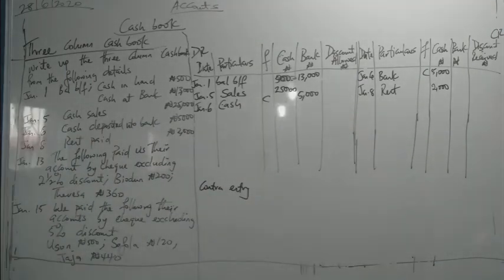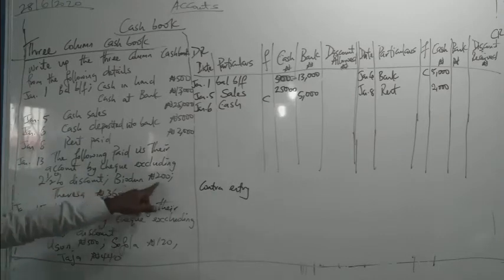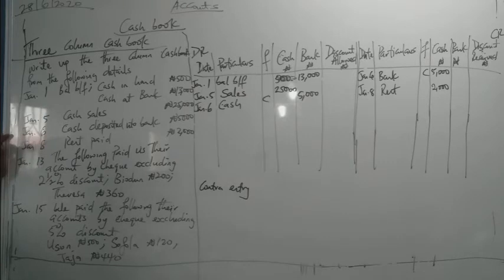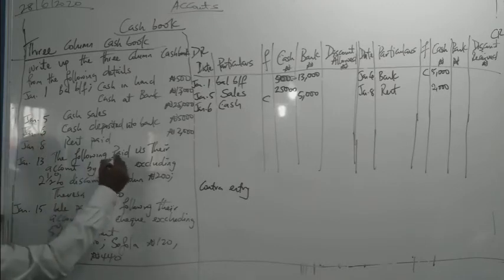Now, we are going into the memorandum side, which is discount allowed. Let's look at it. January 13. The following paid us their account by cheque, after deducting 2.5% discount. Biodu 200, Teresa 360 naira. Now, what kind of discount is that one? Can you guess? Discount allowed or discount received? Discount allowed or discount received?